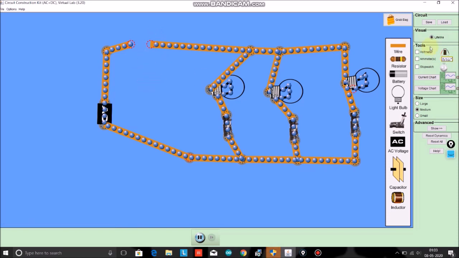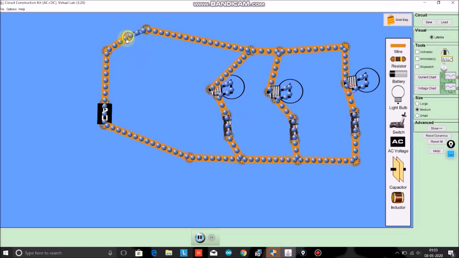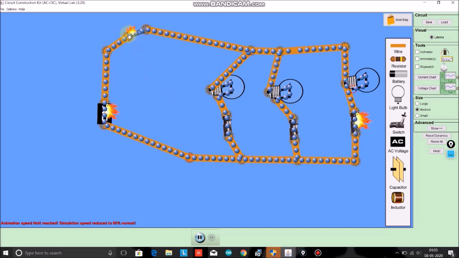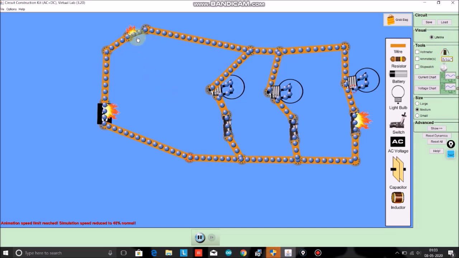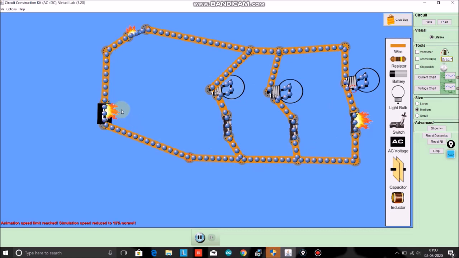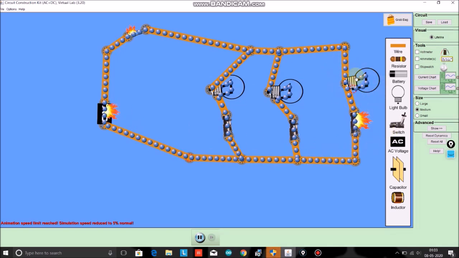Let me explain again. This is a household circuit with parallel connection, right? Now let me keep one conductor wire here. If I keep the conductor wire here, you can see that. Let me connect this one here. Let me connect this one here. As soon as I connect here, you can see that there is a short circuit here in this bulb.